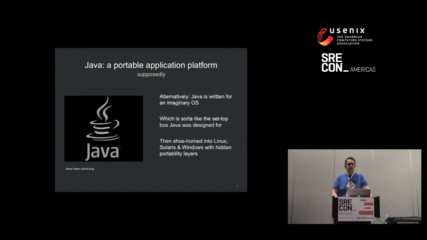So Java. Java is a portable application platform, in theory. An alternative way of looking at it is that Java is a system written for an imaginary OS which approximates the OS that it was on the set-top box that Java was originally designed for in the early 90s and bears only a vague relationship to today's modern operating systems such as Linux, Solaris and Windows where it's actually deployed. And most of the time this is just fine. Sometimes it's not.